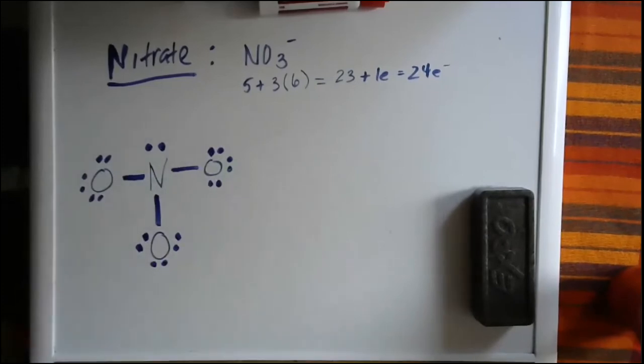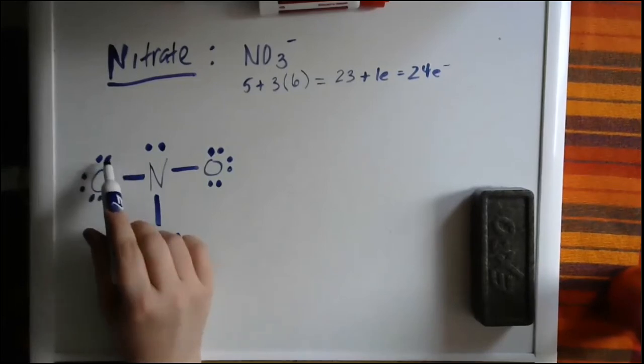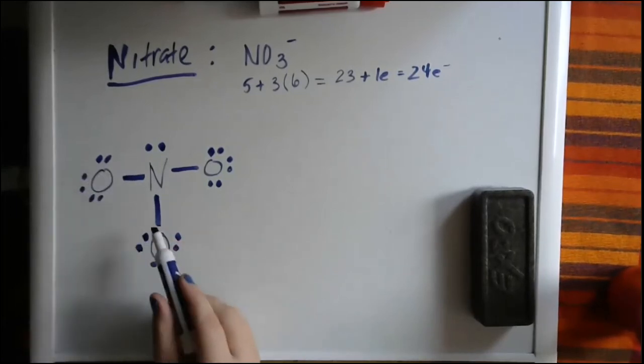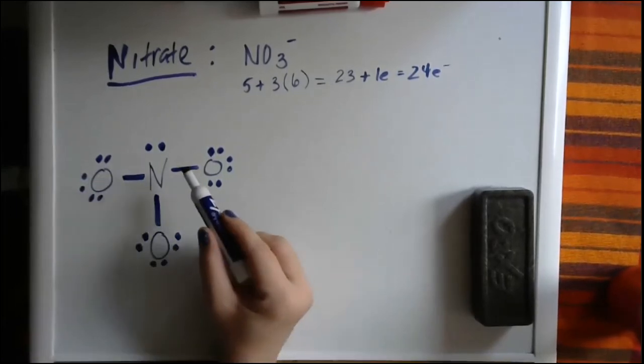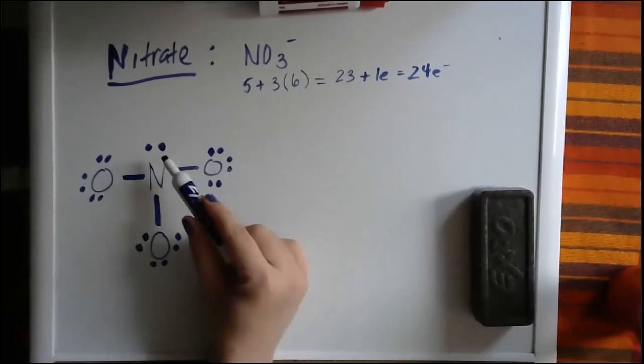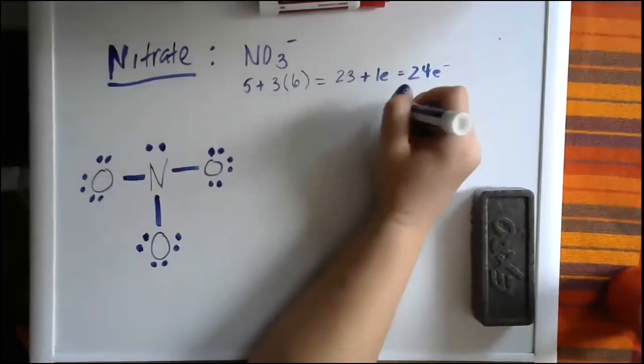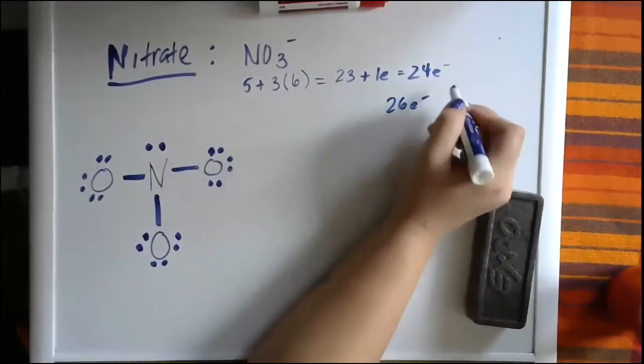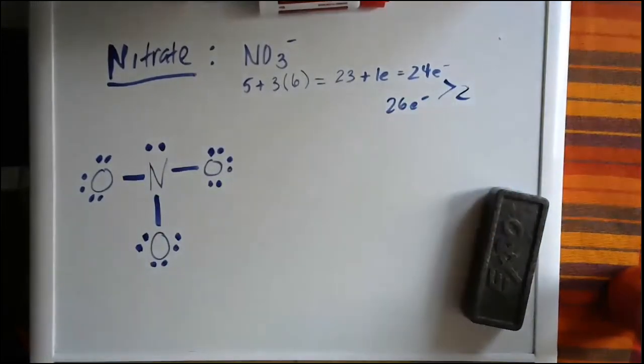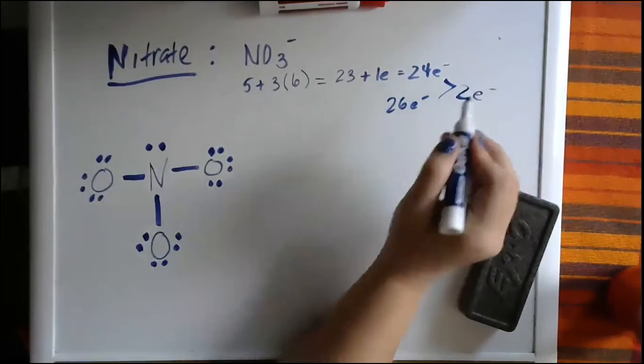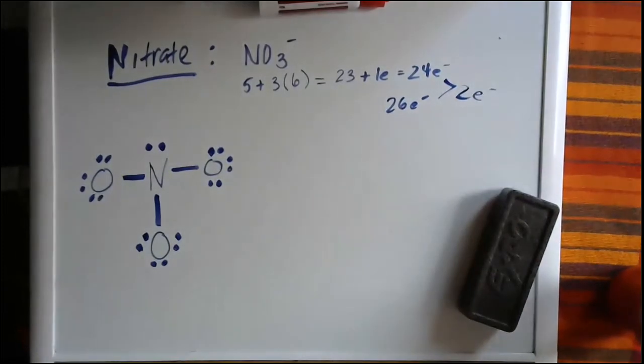Okay, and we're going to see how many electrons we used up to do this. 2, 4, 6, 8, 10, 12, 14, 16, 18, 20, 22, 24, 26. Okay, that's 2 electrons too many. That means that I have to put a multiple bond in.